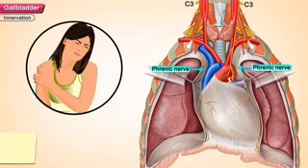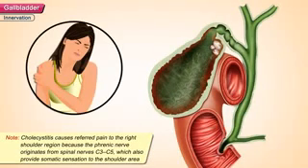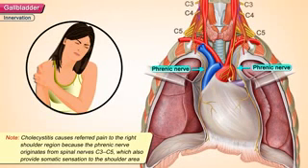Point to be noted here is that cholecystitis causes referred pain to the right shoulder region because the phrenic nerve originates from the spinal nerves C3 to C5, which also provides somatic sensation to the shoulder area.